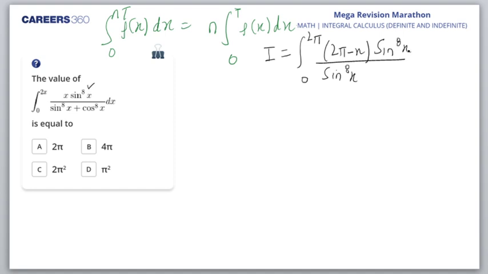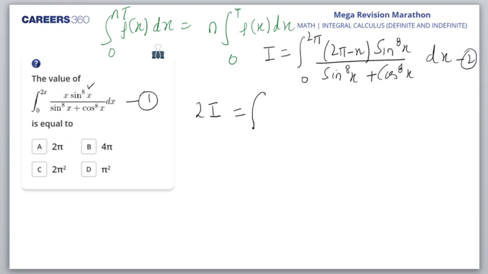I've substituted x as 2 pi minus x. Sine of (2 pi minus x) would be minus sine x, but raised to power 8 it will give me plus sine raised to power 8x, and cos raised to power 8x would remain as such. Is that right, students? So let this be 1, let this be 2, and I add these two, I get 2I. So minus x into this and this would cancel.